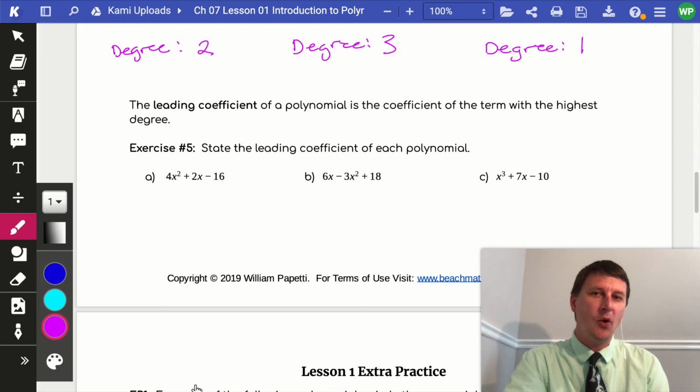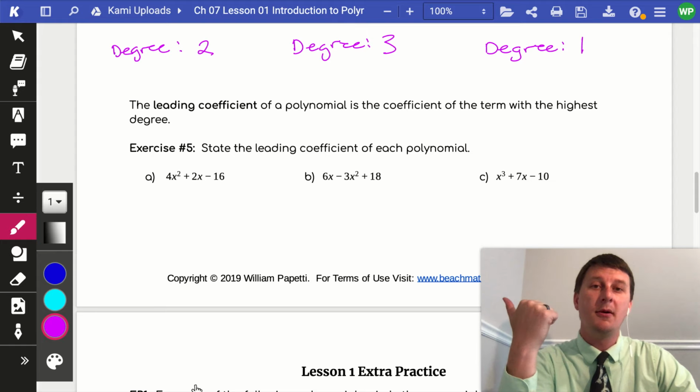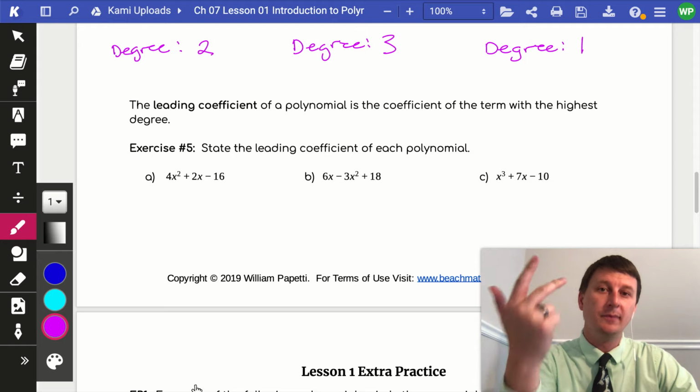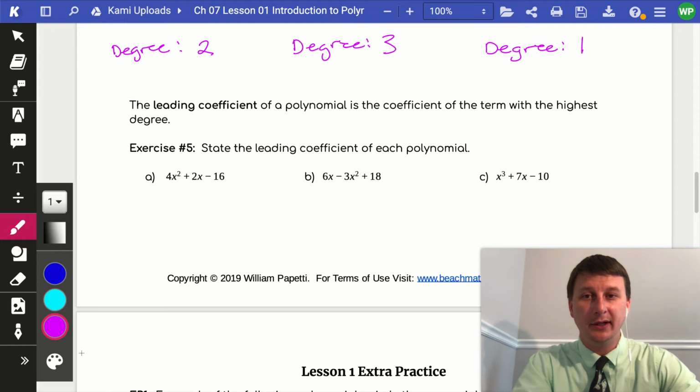And in this video, we're going to look at another vocabulary word. This makes so many vocabulary words for this lesson. We've looked at polynomial, monomial, binomial, trinomial. We've looked at degree of a polynomial, and we've looked at standard form of a polynomial. So what we're going to be looking at, our final vocabulary word of this lesson, is the leading coefficient.